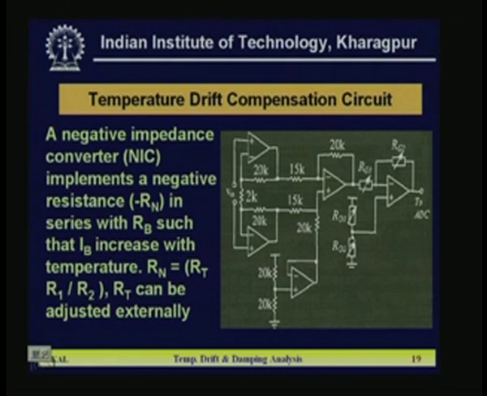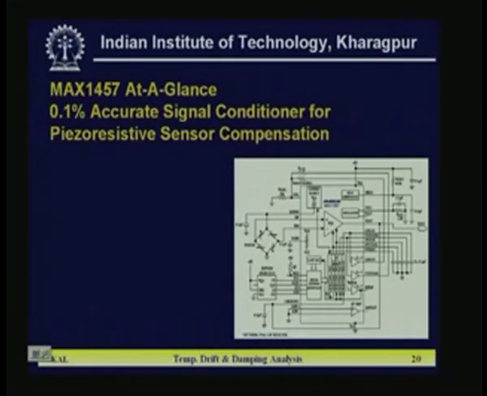Okay. So there are different ways to reduce the temperature variation by circuit, and similar chips have come out, and some of them are shown here. This is the Maxim 1457 chip. The internal diagram of the chip is shown here, and basically a signal conditioning piezoresistive sensor compensation circuit is available in the market, which is a 0.1% accurate signal conditioner.